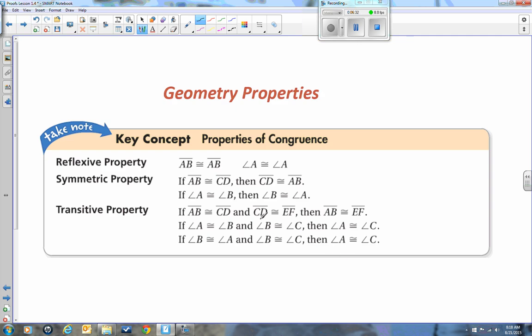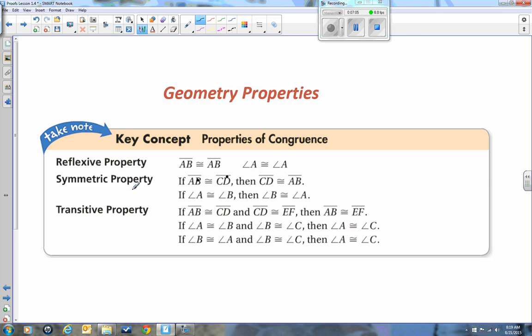These are geometry properties. They are given to you on your worksheet, also in your book. The reason they're geometry properties, notice they're talking about segments here and angles. If AB equals AB, that's reflexive property. If angle A equals angle A, that's reflexive property. Symmetric property is when you do the switcheroo. AB equals CD, switch it. CD equals AB for the second step. First step, if angle A equals angle B, then second step, angle B equals angle A.